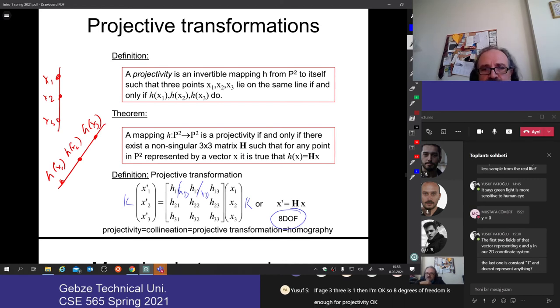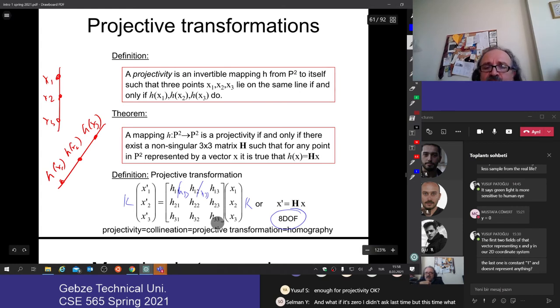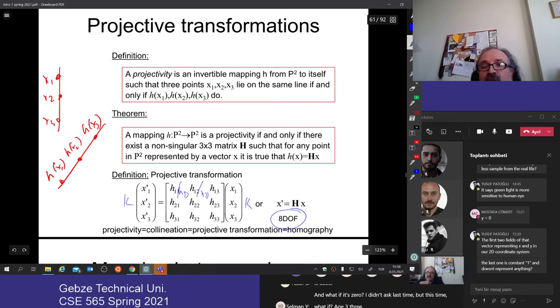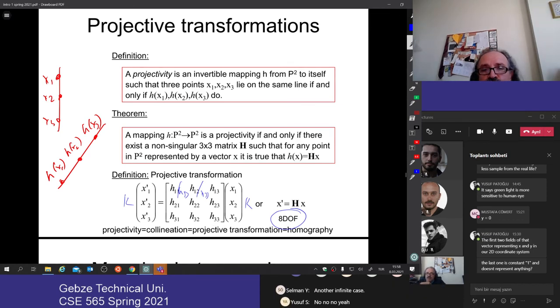Okay. What if it's 0? I didn't ask last time, but this time. If H33 is 0? Another infinite case? No. I don't have to do that, okay? What I am saying is that if I am multiplying all of these numbers with k, that means that these numbers are not unique. They are defined up to a scale k, and k could be from minus infinity to plus infinity. That's why we don't have 9 unique numbers for this projectivity. We have 8 unique numbers. That's what I am saying.